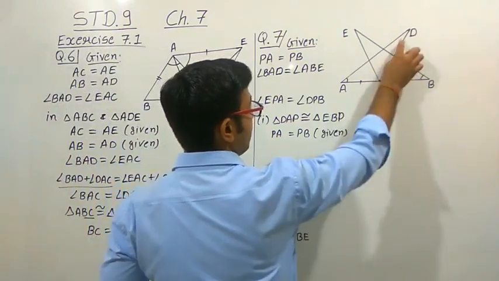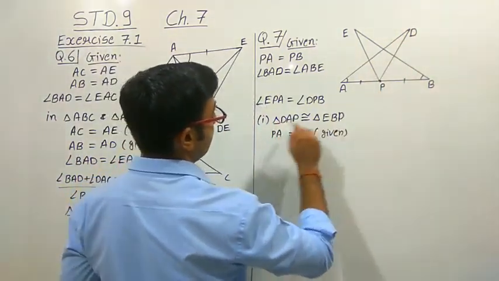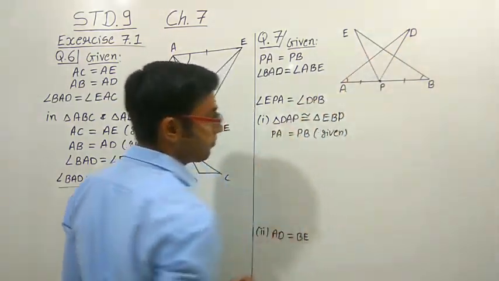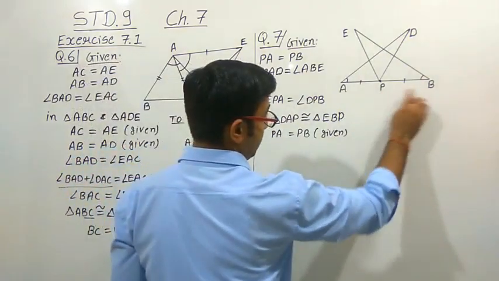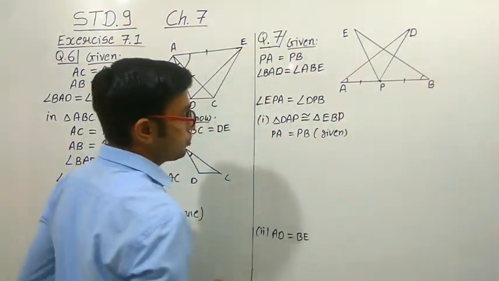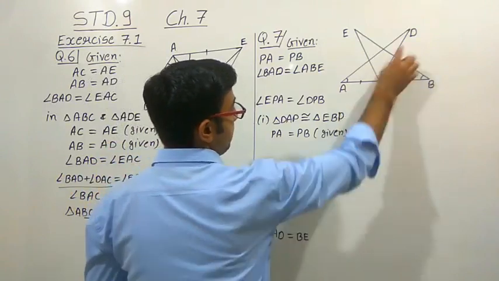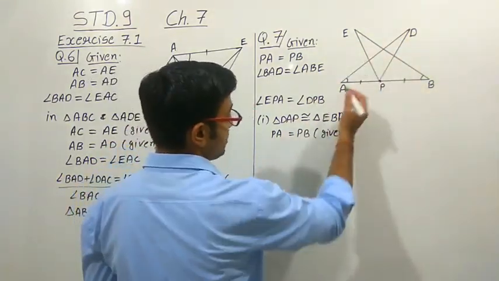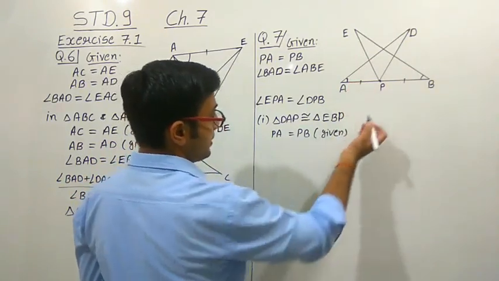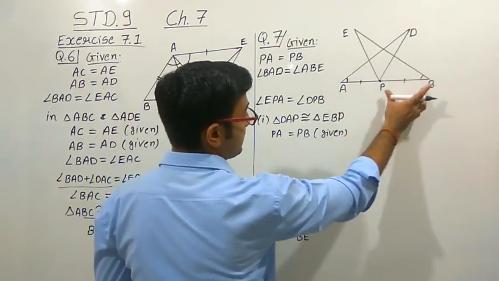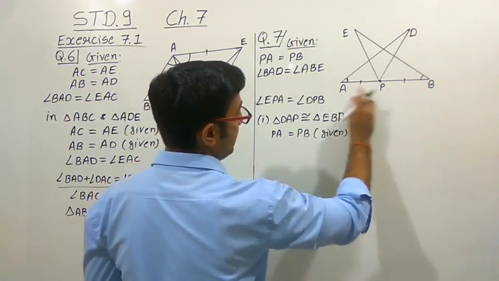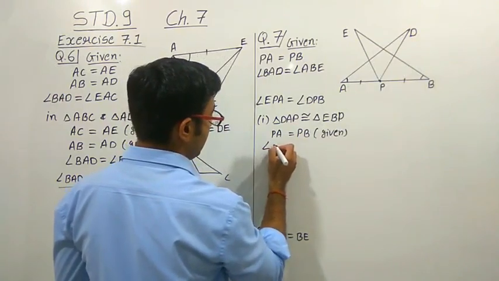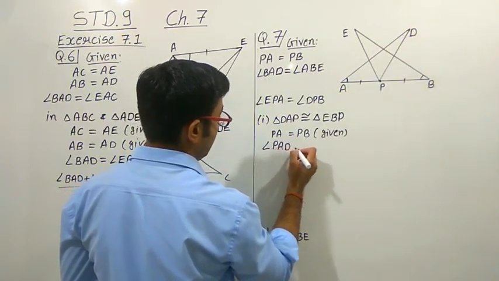Actually, angle BAD is not considered in triangle DAP, because triangle DAP is only up to here. But you can see that P and B are collinear. So instead of writing BAD, we can write down PAD, because the angle is not changing here. Angle A remains as it is, we are just shortening this arm. Instead of writing BAD, we can write down PAD. So here we can write down angle PAD.